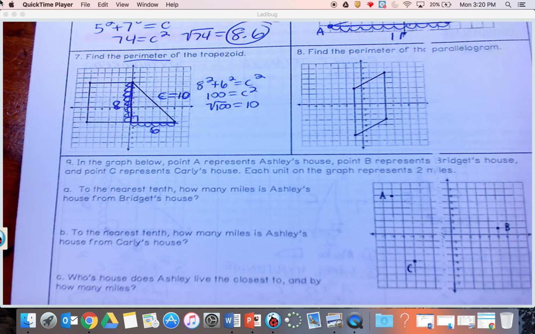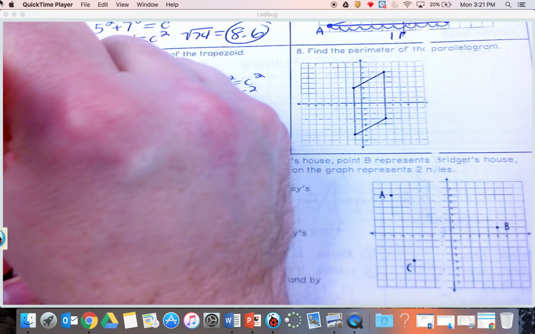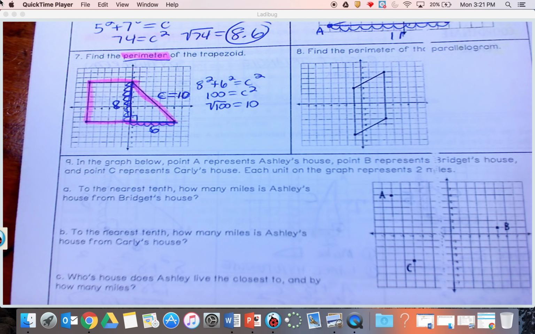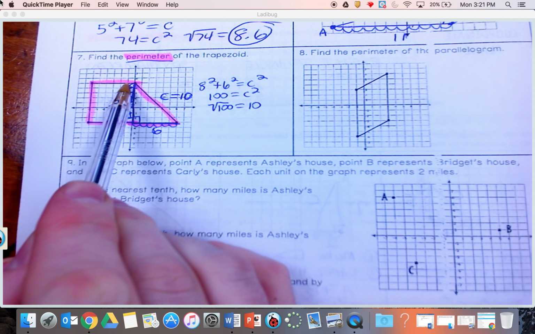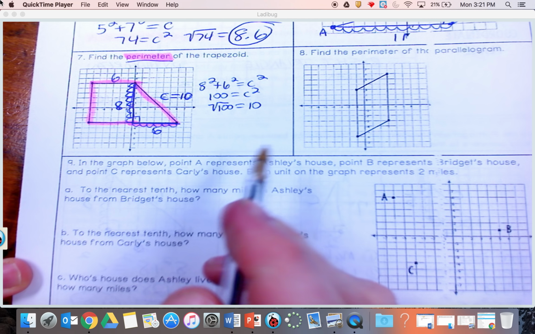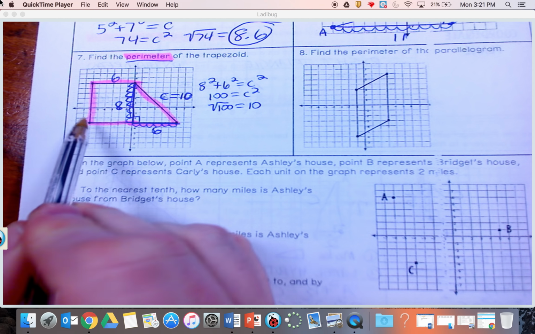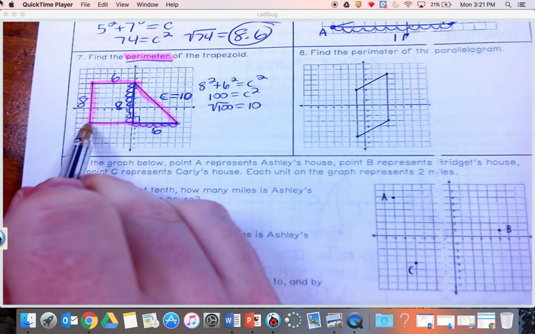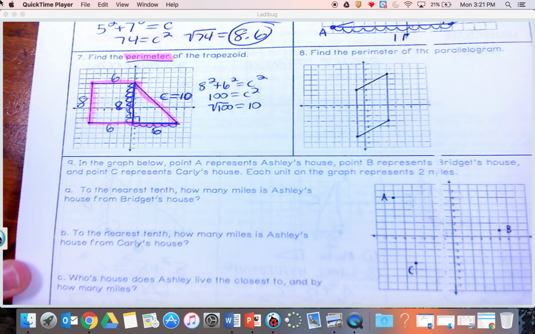Okay? But I'm not done there yet, because I want to find the perimeter. So the perimeter is the distance all the way around this shape right there in the pink. And I need to add them together. So let's find what our sides are going to be. So I know this is 10. I can count this now. 1, 2, 3, 4, 5, 6. So I know that's 6. I know this must be 8. 1, 2, 3, 4, 5, 6, 7, 8. So I know that's 8. And I know this is 1, 2, 3, 4, 5, 6. So I know that's 6. And I know that's already 6 too.